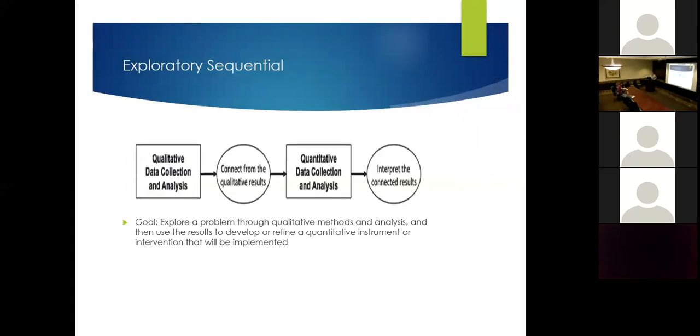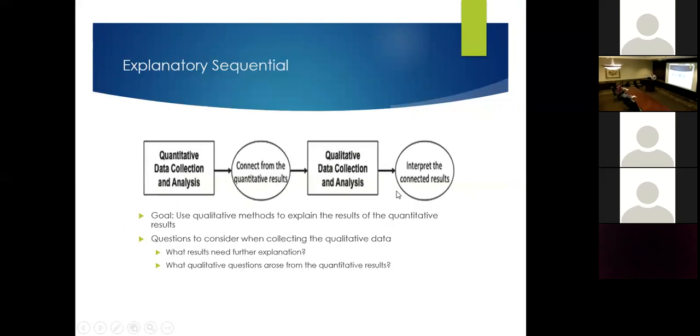The exploratory is you do the qualitative first, and then you connect the results from the qualitative to do your quantitative data collection, and then you interpret the connected results. Explanatory sequential is sort of the opposite, where you do your quantitative first, but then you want to kind of find out what they mean.